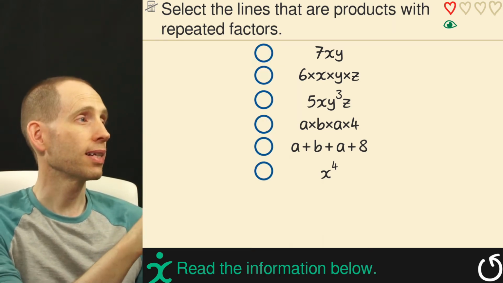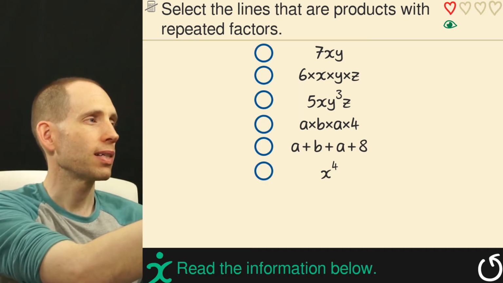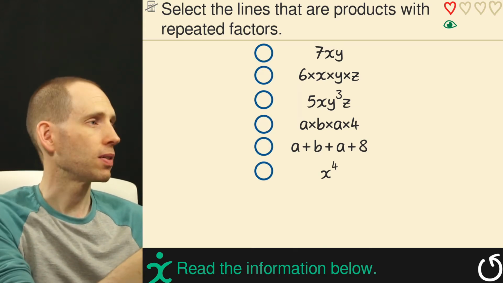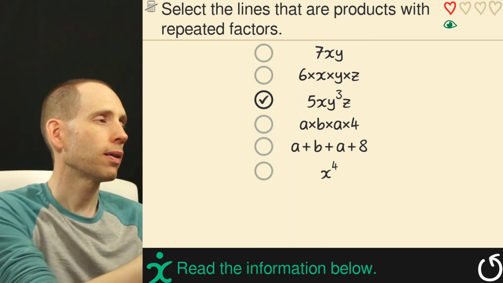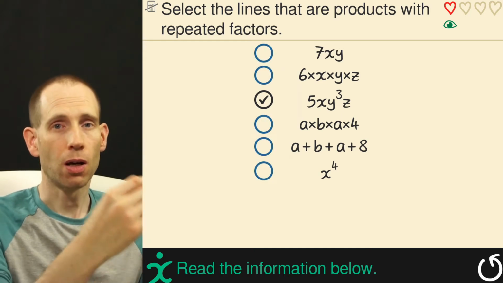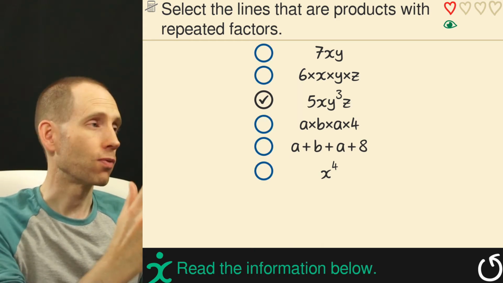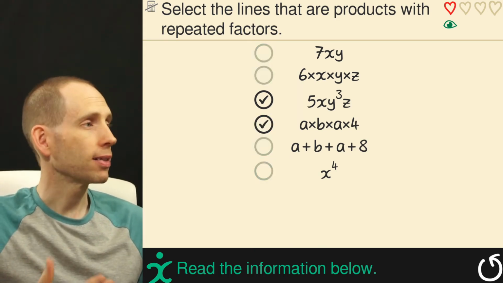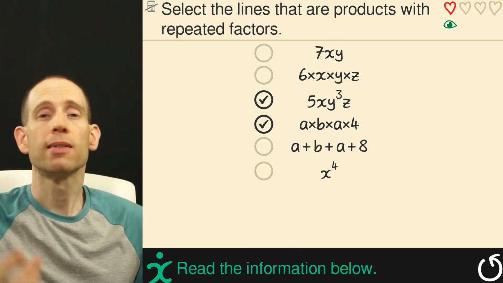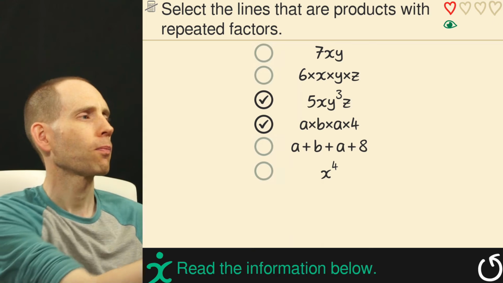So in this question, we're asked to select the lines that are products with repeated factors. This first one, 7 times x times y, has no repeated factors. Same for 6 times x times y times z. But in this one I've got a 5 times an x times a y times a y times a y, so y to the power 3 times a z. There are repeated factors of the y in that one. This one's also got some repeated factors, a times b times a again, so the a is there twice. That one would simplify to a to the power 2 b, and then the 4 would go at the front, so it'd be 4a to the power 2 b.